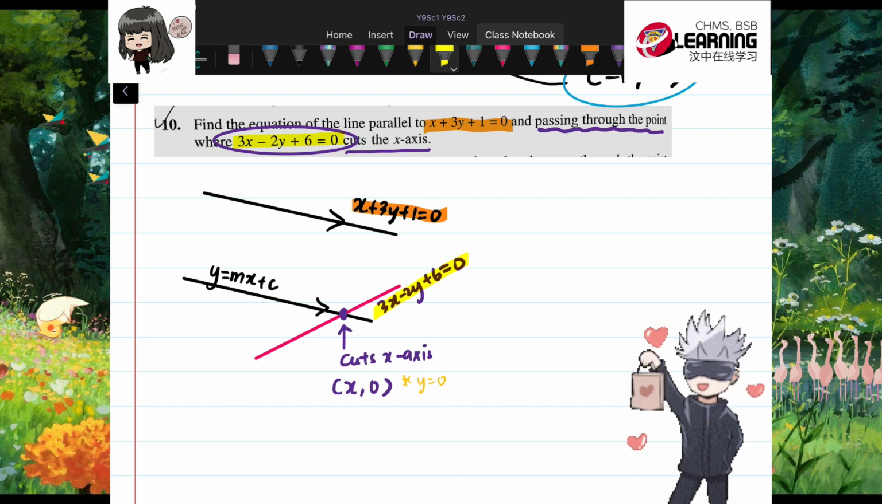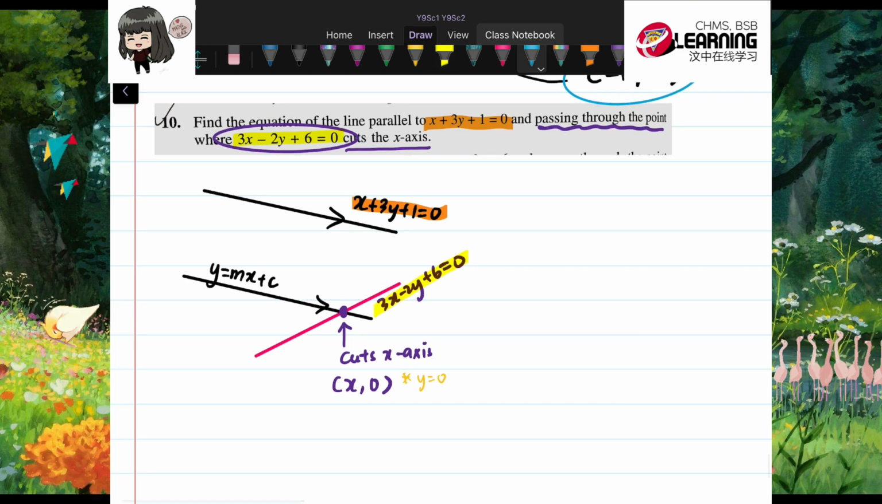So what we're gonna do now is find the gradient, to find the equation of the line. You need gradient and c again. Gradient you know how to find because it's m1 equals to m2, parallel lines. So finding m1 is finding m2. But to find c, you need a point, at least one point that the line you are finding passes through. So m we find later. Now we need to find the coordinate, the point. Find the point first.